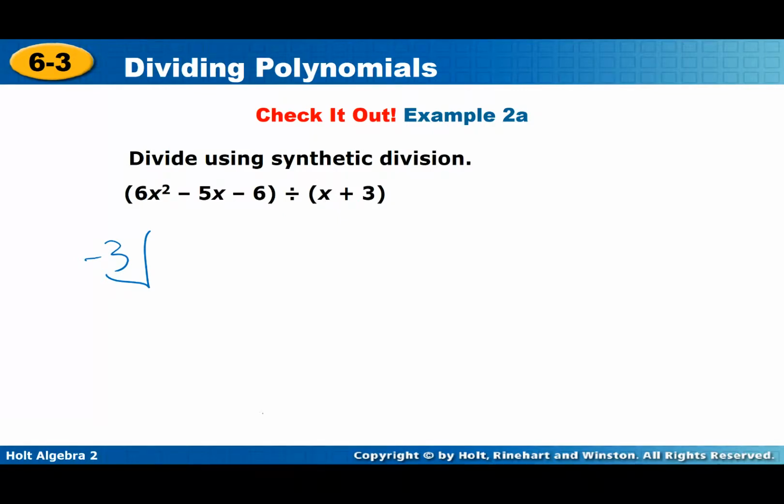Now next to it, we're going to put the coefficients of my polynomial. Remember to write 0 for any terms that are being skipped. Now I'm not skipping any terms here because I have an x squared, then an x term, and then the constant. So I'm not jumping any terms. I'm just going to write the coefficients, 6, -5, and -6.